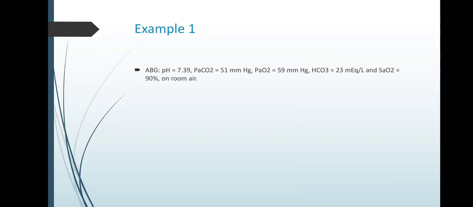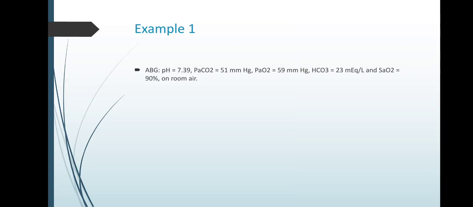So we have an example here. An ABG which shows a reading of pH 7.39, partial pressure of carbon dioxide at 51 millimeters mercury, partial pressure of oxygen 59 millimeters mercury, bicarb at 23, and saturation of oxygen 90% on room air.